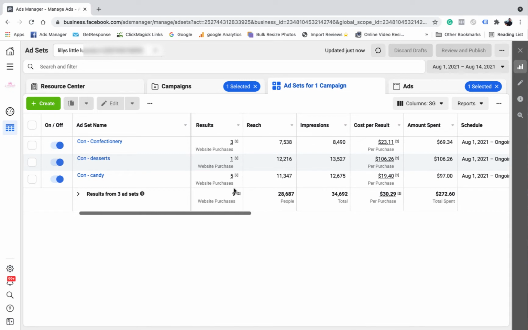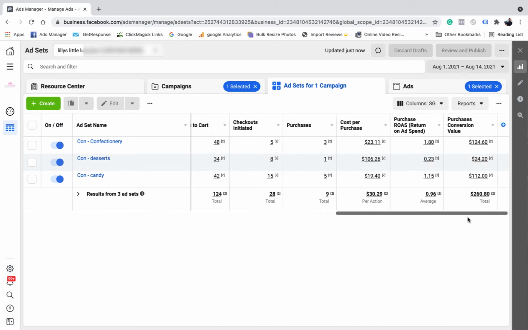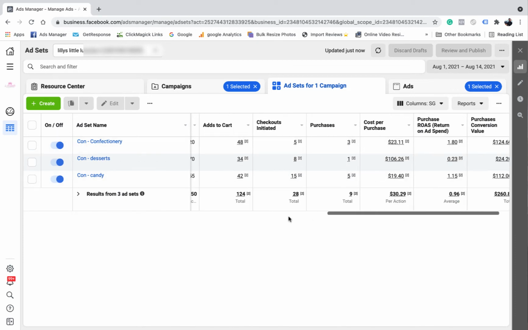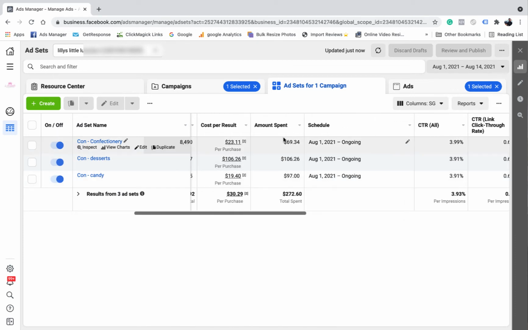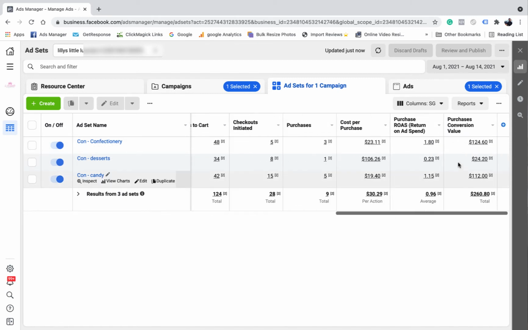You might go, okay, yeah, $23 is obviously higher than this. You might turn this one off, but at the end of the day, this one's actually made more money, and it spent way less. It only spent $70, and it made more money than the other one. So you've got to keep that in mind too. That's something to look at when you turn ads on and off.